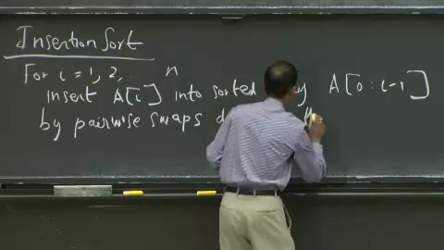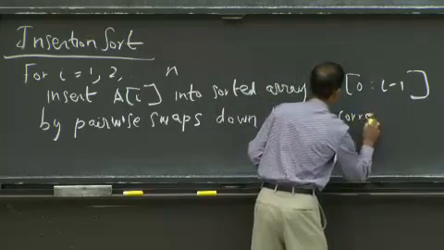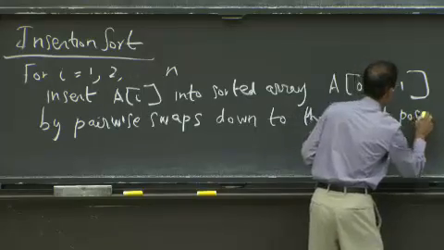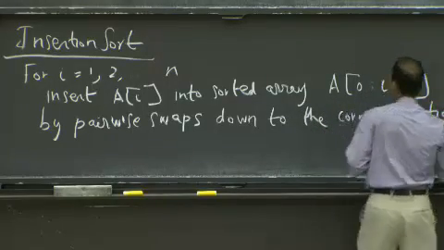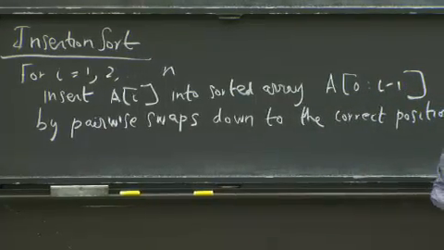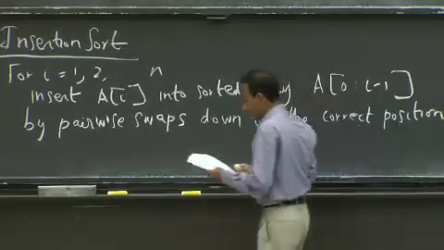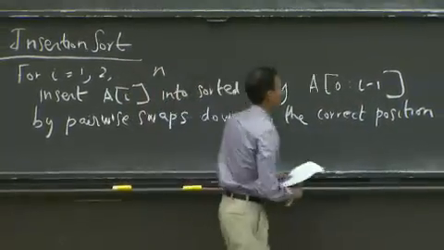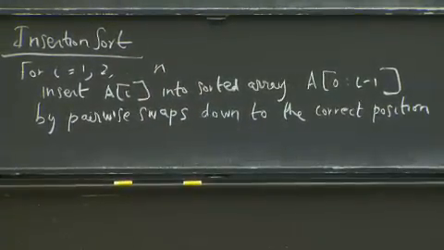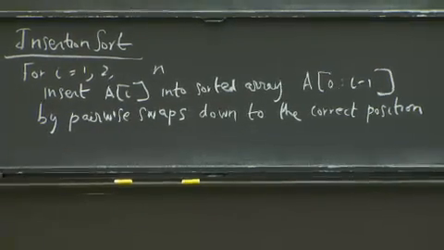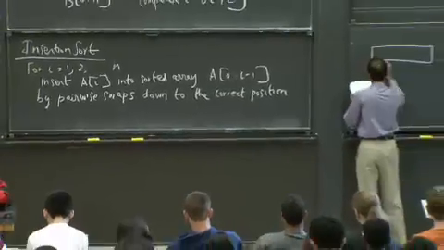down to the correct position for the number that is initially in A of i. All right? So let's go through an example of this. We're going to sort in increasing order. Just have 6 numbers.